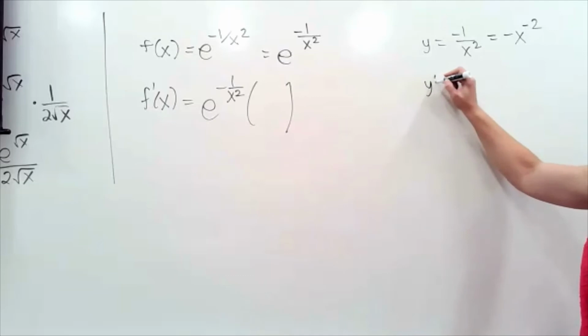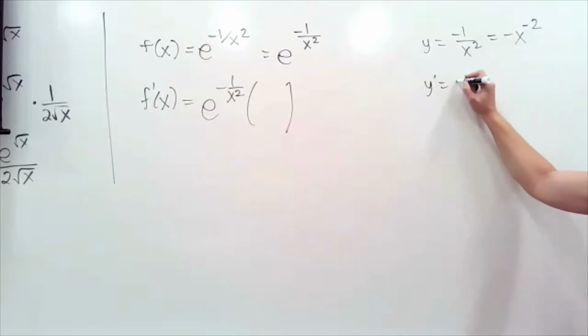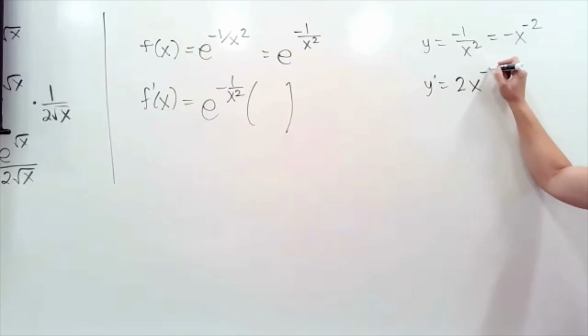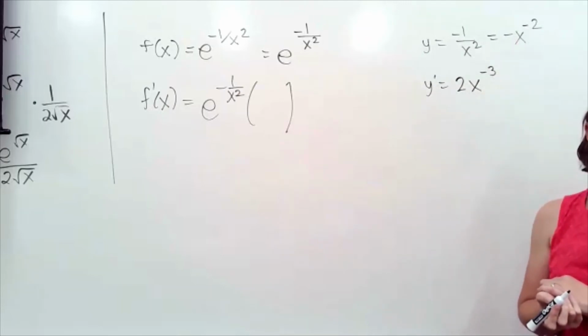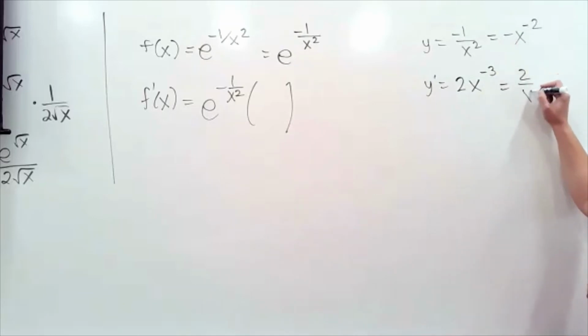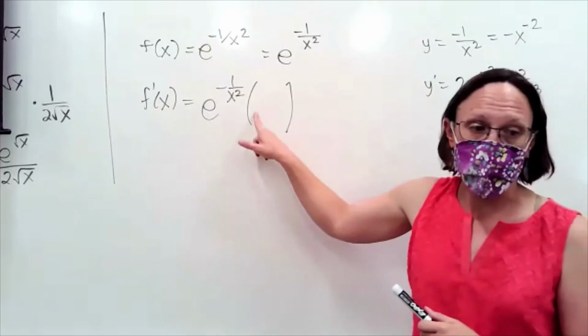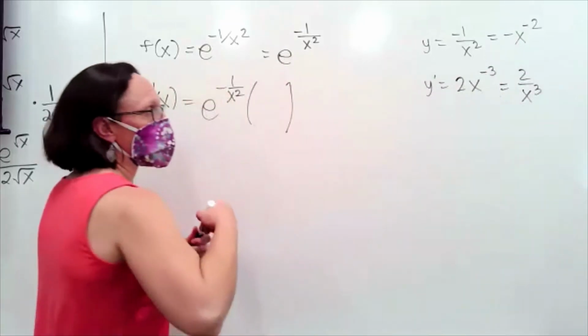So when I take that derivative, the negative one in front times the negative two will make it a positive 2x to the negative 3. And then you can choose to leave it like that or to write that as 2 over x cubed. So I would pop this in here for our chain rule.